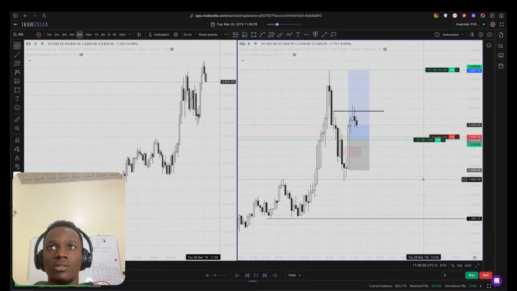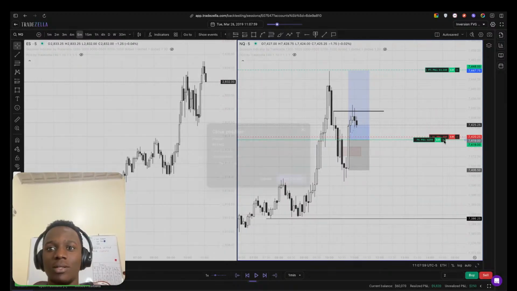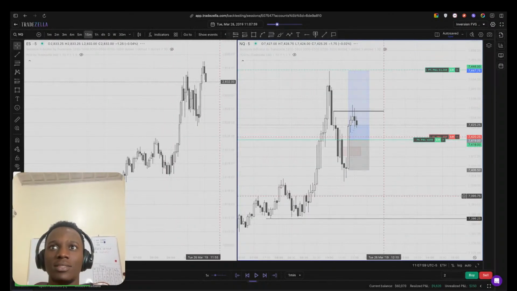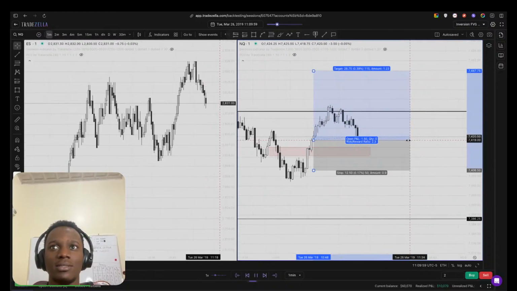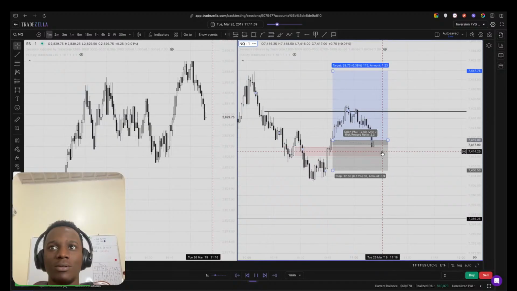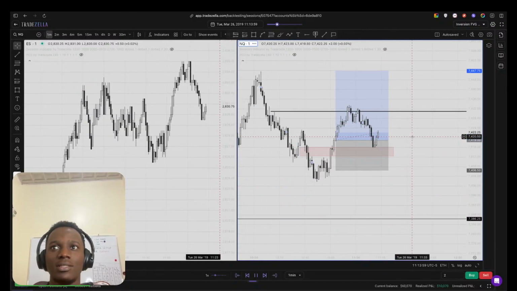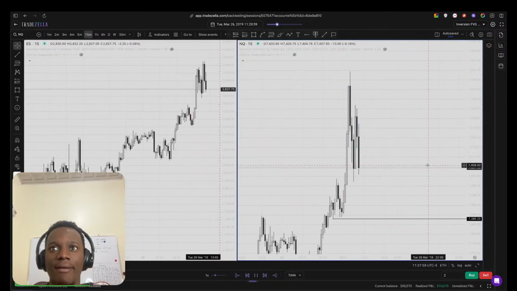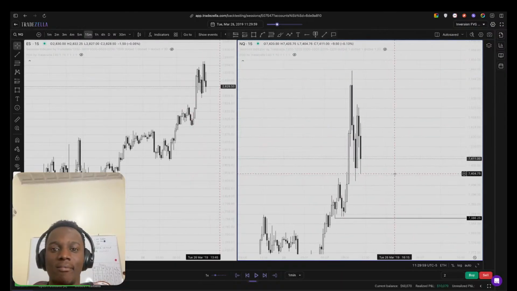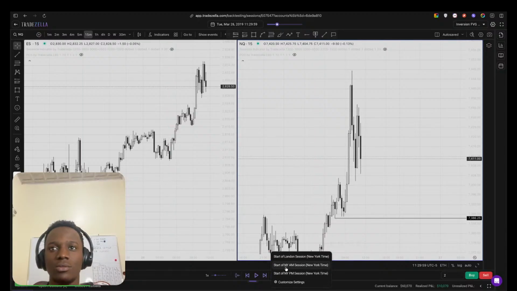This is an obvious close. ES has already hit the target. What am I waiting for? SMT at the highs. I mean, it might go higher later, but I'm not confident with holding it, knowing that ES has already hit the target. Yeah. Let's go to the next day.